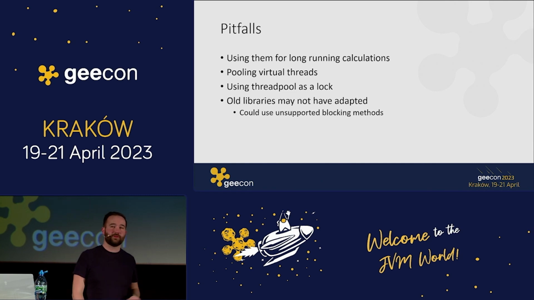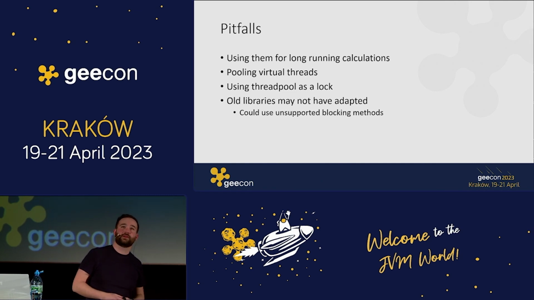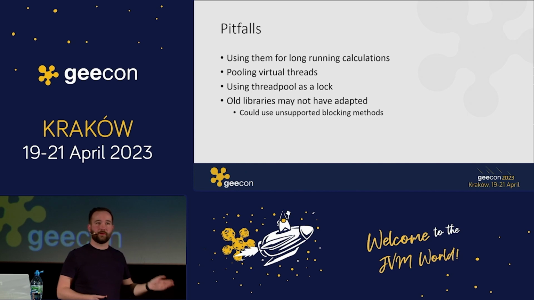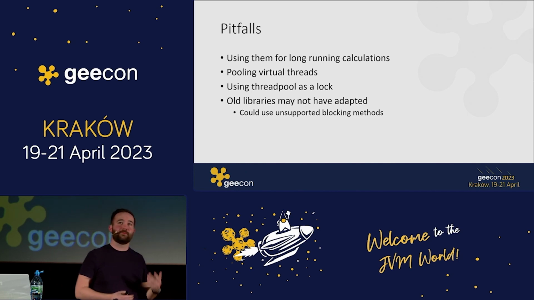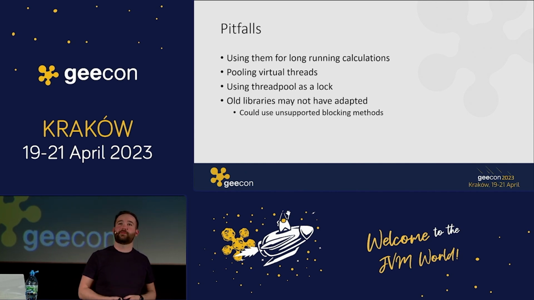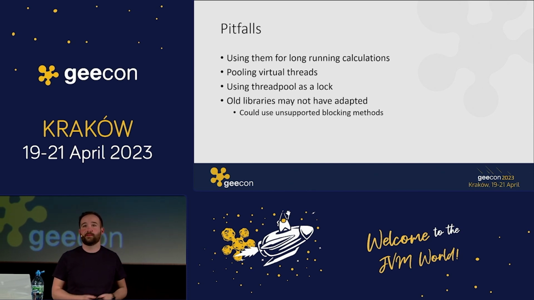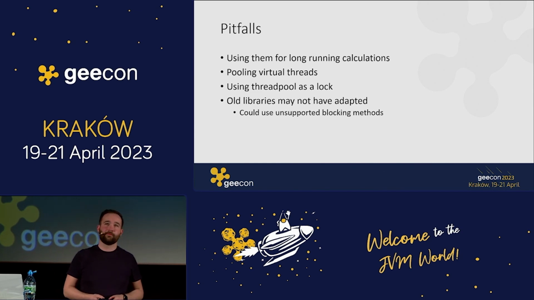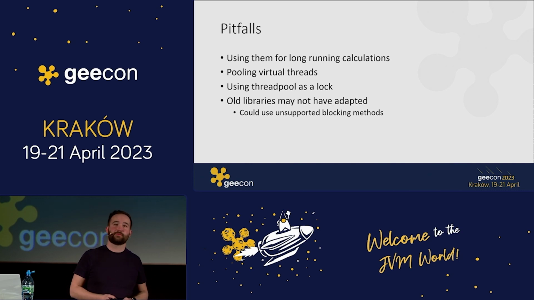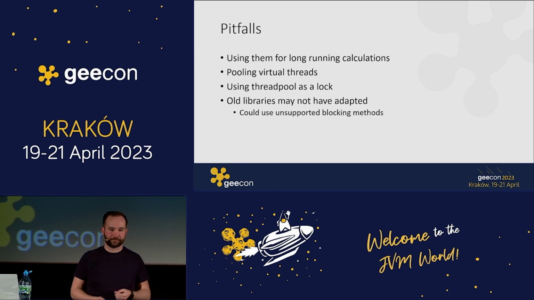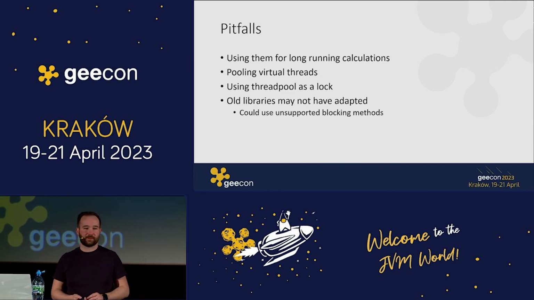If you use a virtual thread for long-running calculations, like you want to calculate a number of pi, then your virtual thread never encounters a blocking method. And when it never encounters a blocking method, it won't be taken off the carrier thread, so it will also be stuck. So even though you're not using any of the unsupported methods, you can still have a virtual thread that is stuck to its carrier thread.